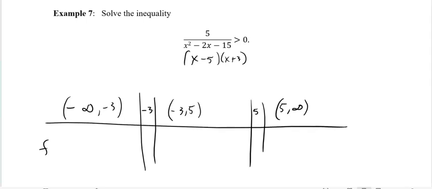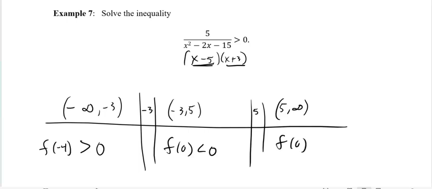Well, let's find out. f of negative 4. I'll plug it into here. Negative 4 here gives you a negative, and a negative. Negative times a negative is a positive. 5 is always positive. f of 0, negative, positive. 5 always positive, so that's negative. f of 6, positive, positive, positive, positive.